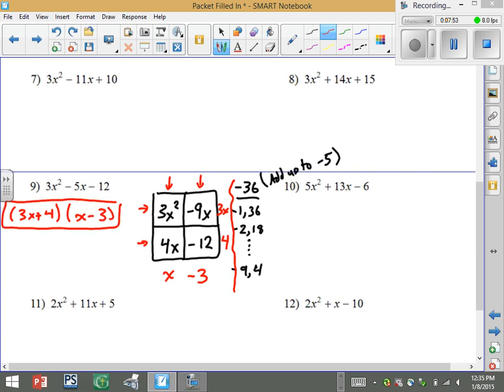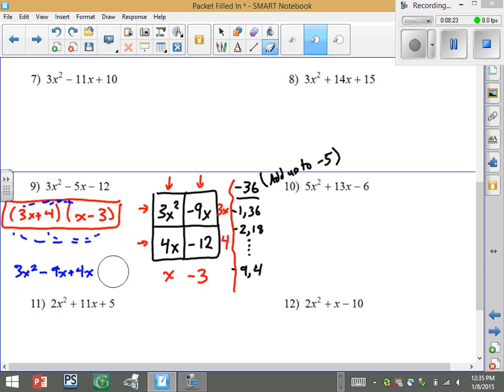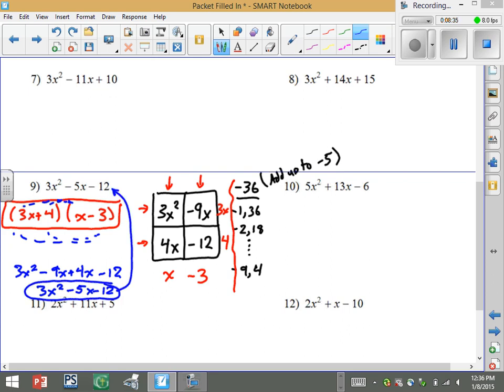And if you wanted to FOIL that out very quickly, just to check yourself, so first would be 3x squared. 3x times negative 3 is negative 9x. 4 times x is plus 4x. And then 4 times negative 3, we end up with minus 9. Oh, excuse me, minus 12. Combine my like terms, 3x squared, negative 9 plus 4 is minus 5x, minus 12. Sure enough, that's what we started with, which tells me that I factored this thing correctly.